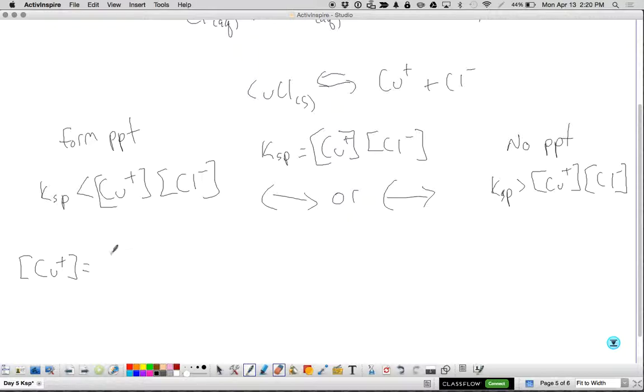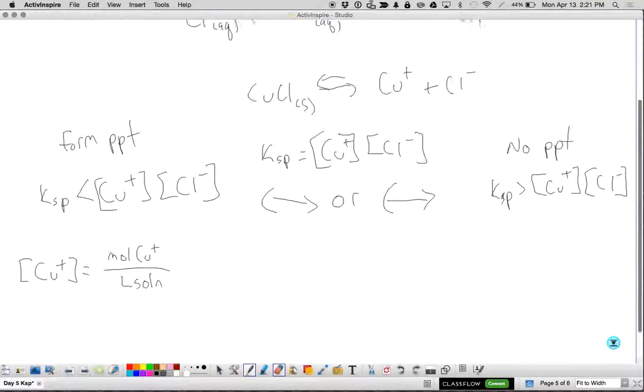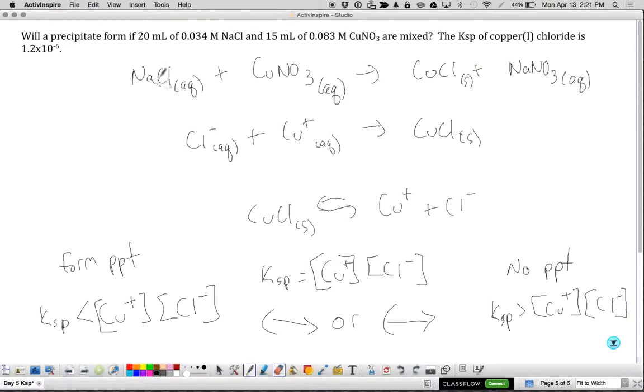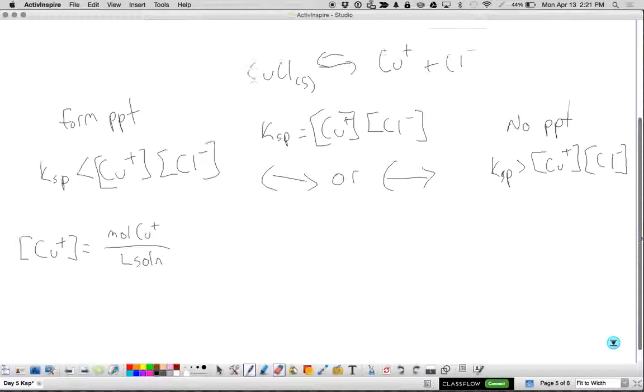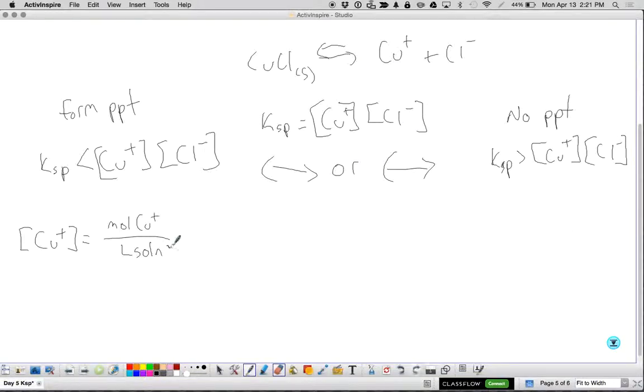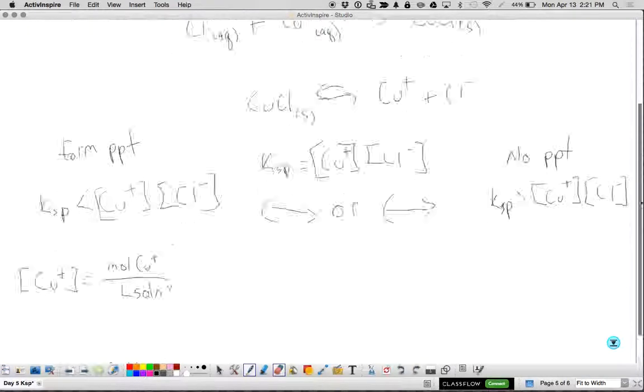Concentration of Cu+ is going to be moles of Cu+ over liters of solution. Now, we're talking about the total solution here, like after you mix these things together. So our total solution, once we mix everything together, is going to be 35 milliliters. So we have that, but we don't have moles of Cu+ yet.